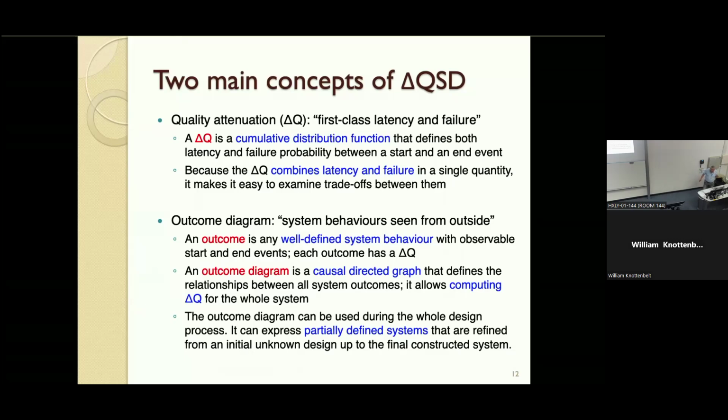So it's a causal graph, a directed graph that combines all of the different outcomes of the system. And so you can compute the delta Q, the latency and failure of the whole system, by combining the delta Qs of the different components. And also it works for partially defined systems, as we'll see.